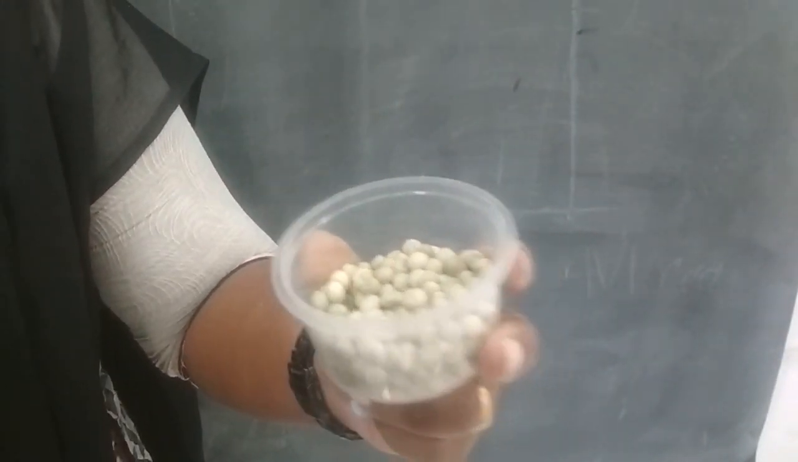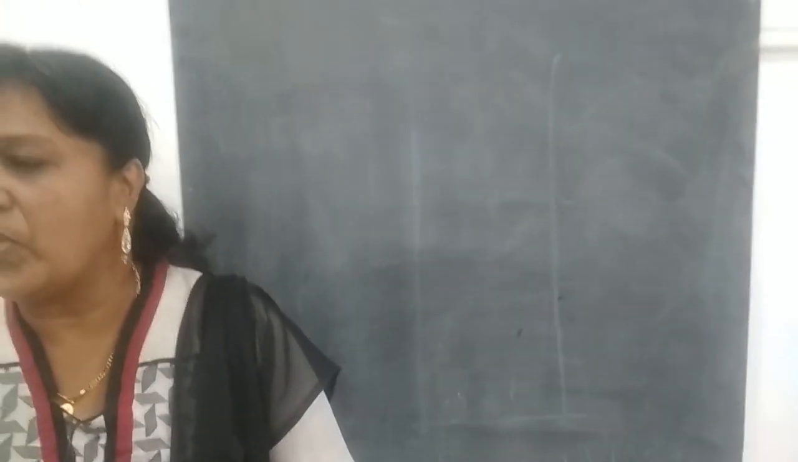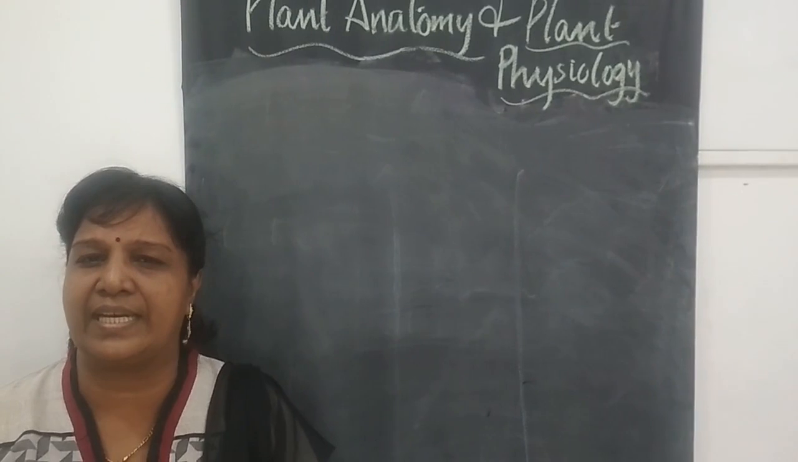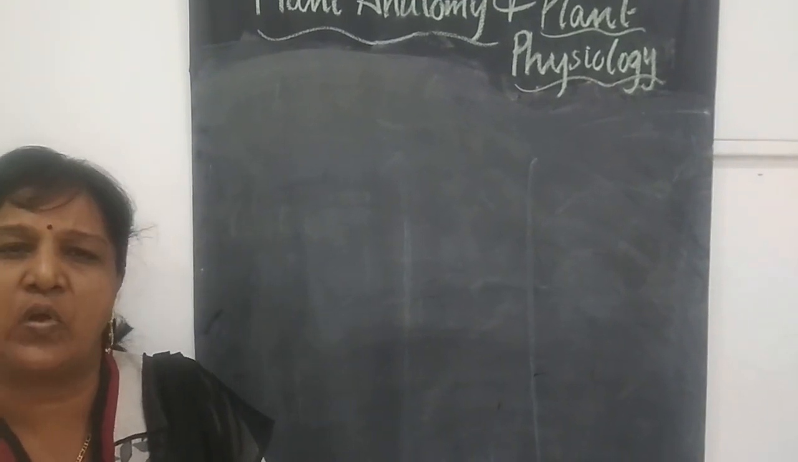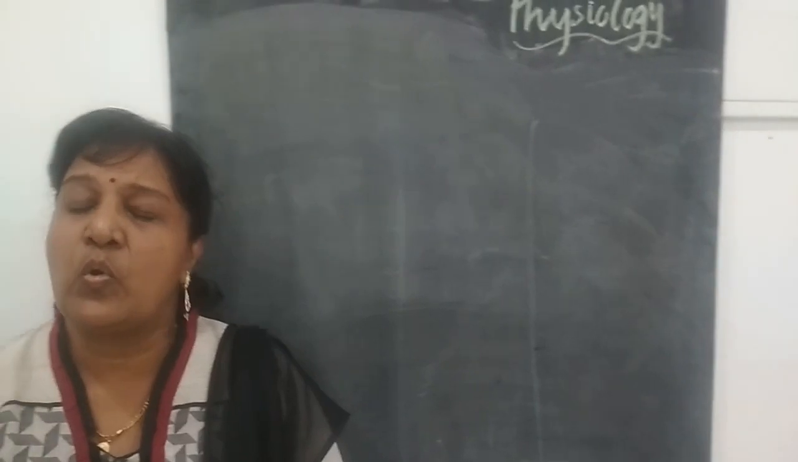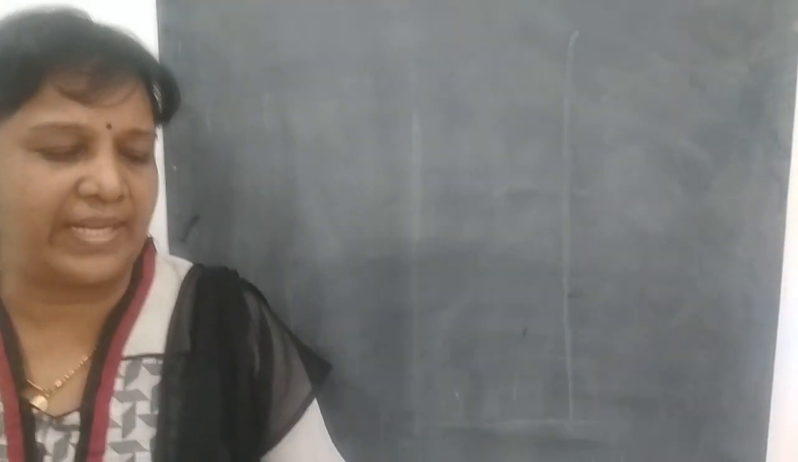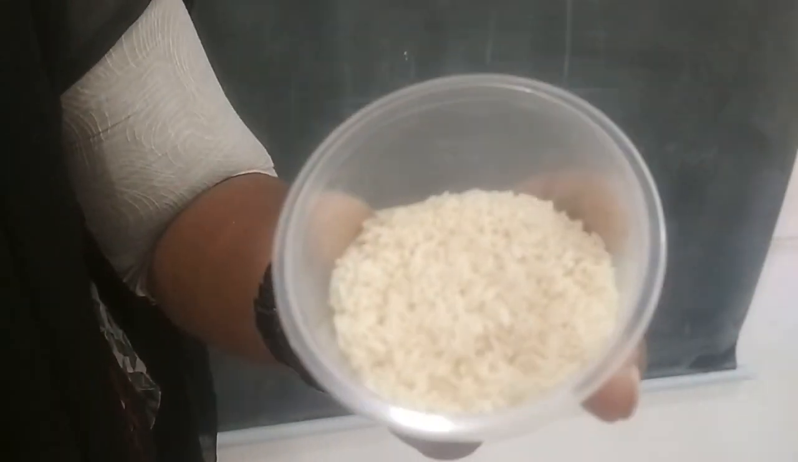And the next one is monocot. A plant whose seed contains a single cotyledon is called monocot. Example, rice. It's an example for monocot.